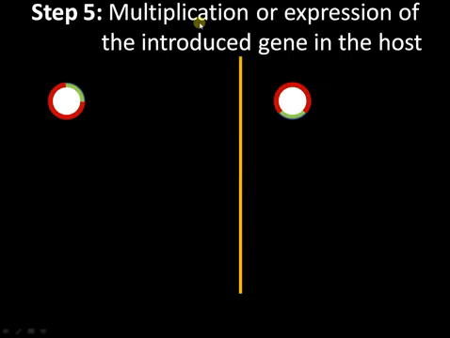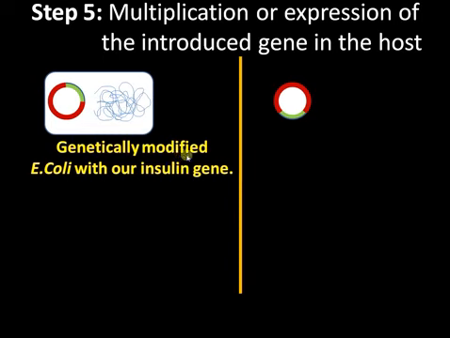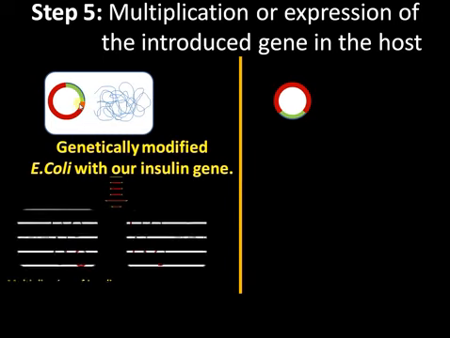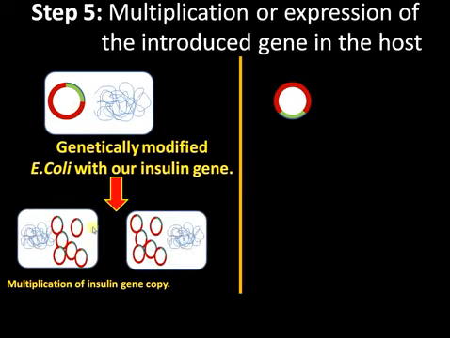The final step is multiplication or expression of the introduced gene in the host. As I mentioned in the first slide, our intention is to make as many copies of that particular gene, or to have that gene product synthesized inside the bacterium. So we have genetically modified E. coli with our insulin gene, and this plasmid will replicate inside the host, and these bacteria will also replicate, making millions of copies of this particular gene. Our first intention is achieved. We have our gene of interest produced in millions of numbers.